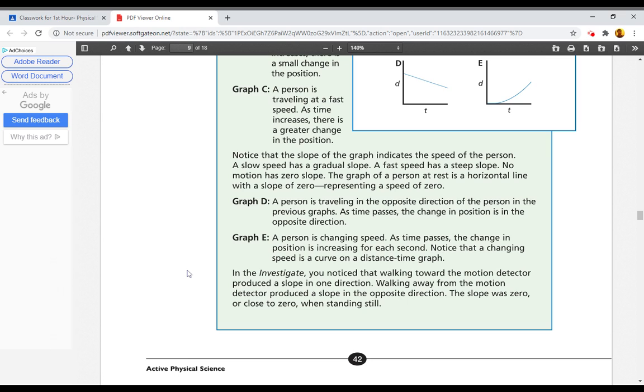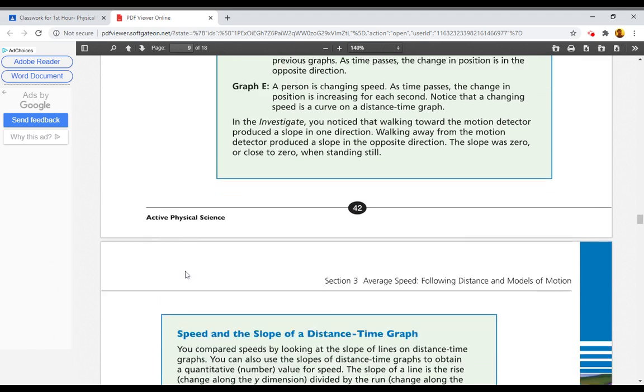In the Investigate, you noticed that walking toward the motion detector produced a slope in one direction. Walking away from the motion detector produced a slope in the opposite direction. The slope was 0 or close to 0 when standing still.